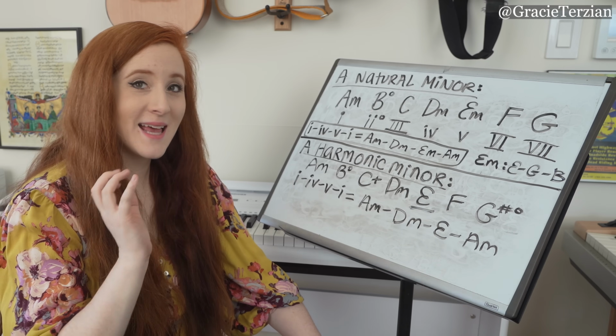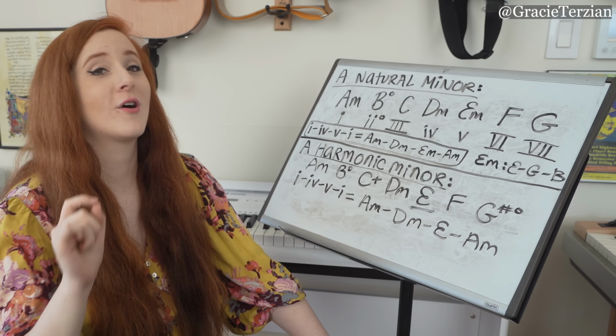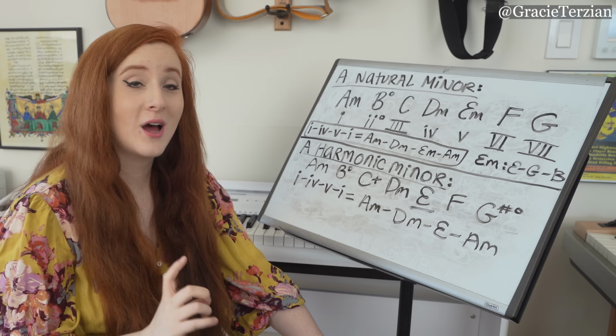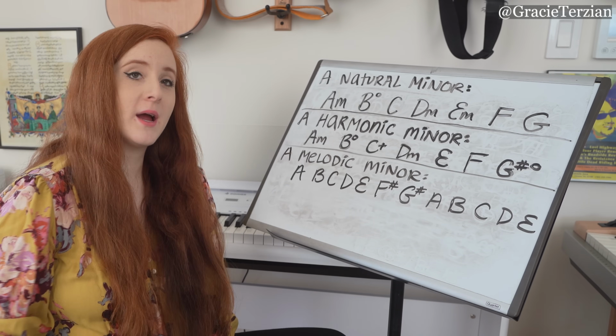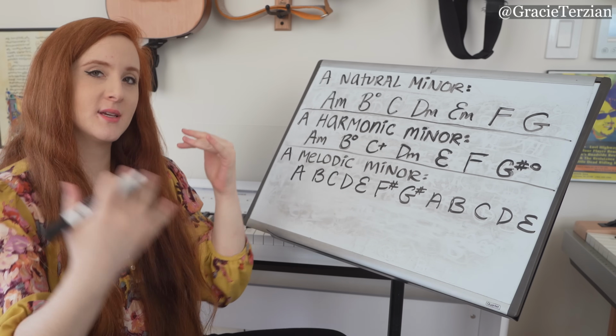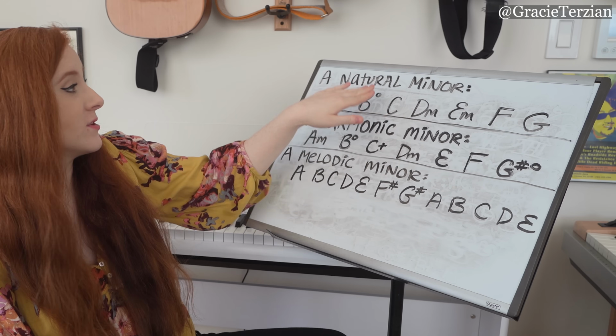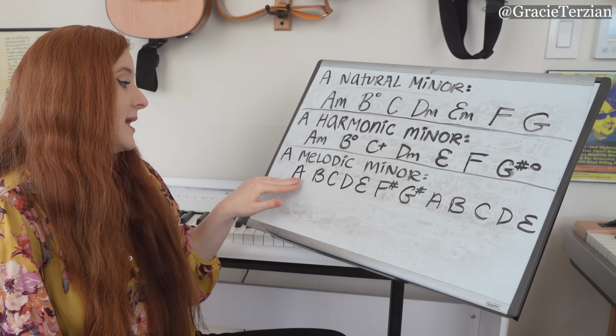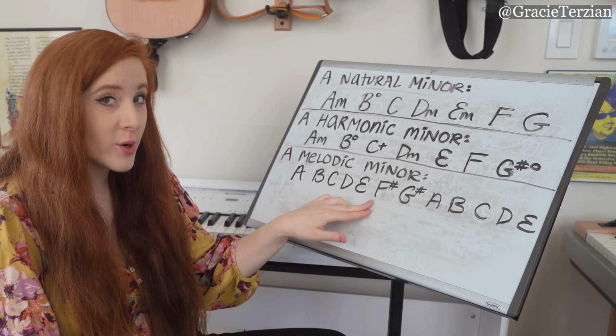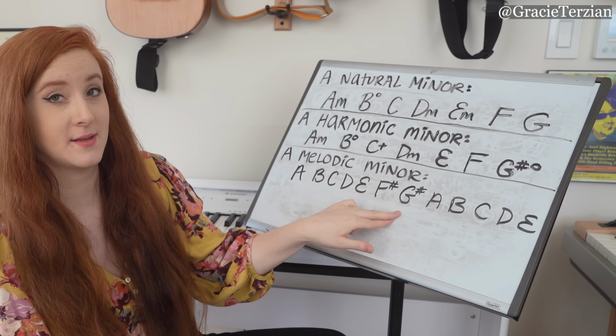Now, finally, let's analyze the diatonic chords of our third minor scale, the melodic minor scale. I mentioned earlier in this video that the melodic minor scale has a raised 6th and 7th degree when compared to the natural minor scale. So that means a melodic minor scale is A, B, C, D, E, F sharp, and G sharp, because we have that raised 6th and 7th, okay?